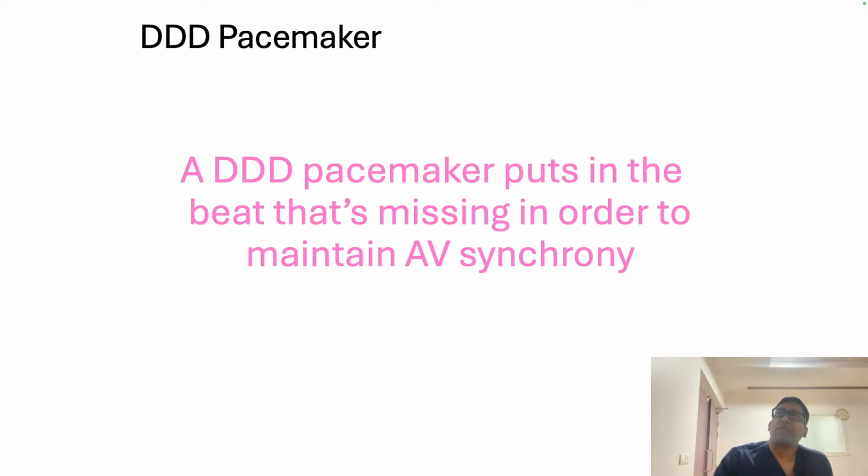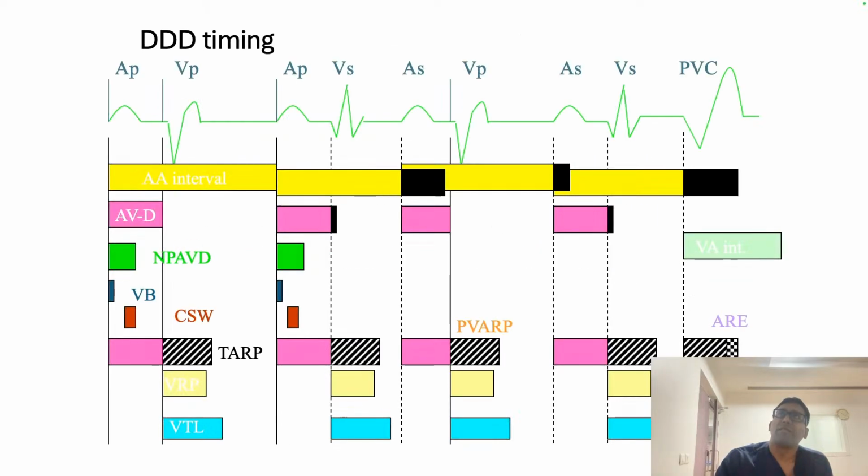Pacemaker puts in the beats that are missing in order to maintain the AV synchrony. Okay, so this is the time frame in which we do it. So A pace, V pace; A pace, V sense means native rhythm is coming. A sense, V pace; A sense, V sense.